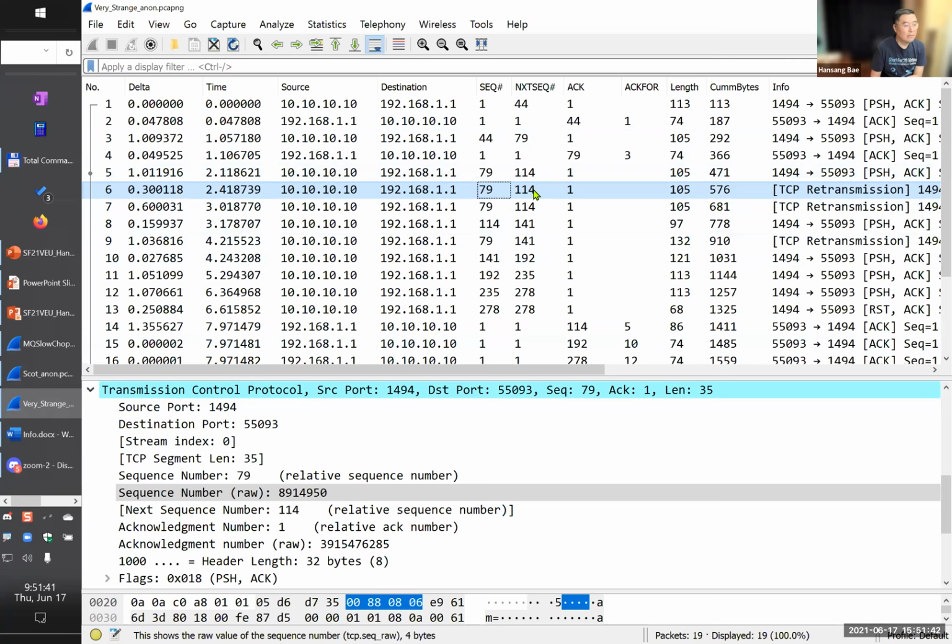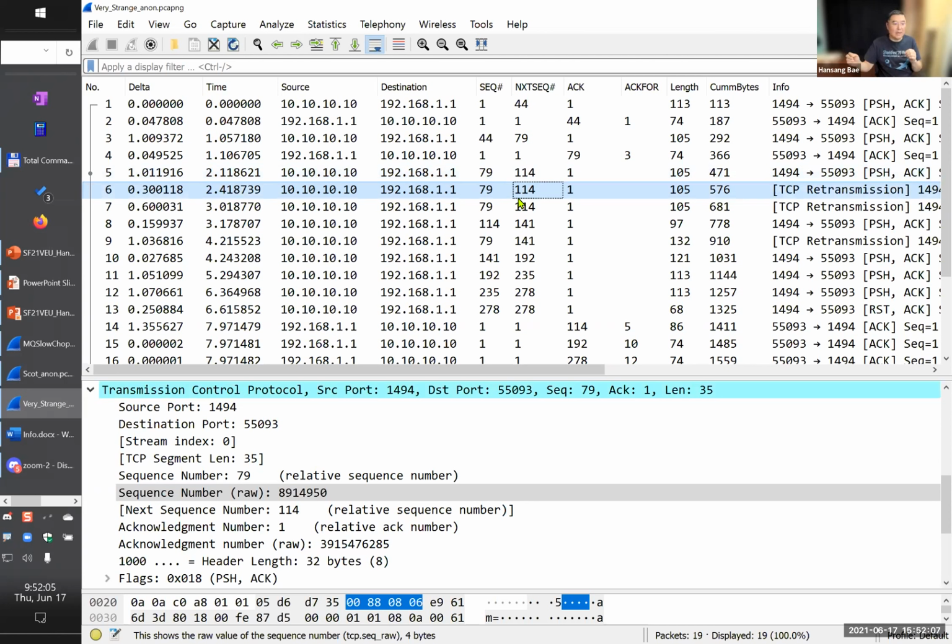Why did this guy retransmit? How do we know there was packet loss? How do we know something went wrong with this guy other than a retransmission occurred? But remember, in a modern day transfer, we have what's called fast retransmit. When the other side gives us 3 duplicate acknowledgments, we retransmit immediately.